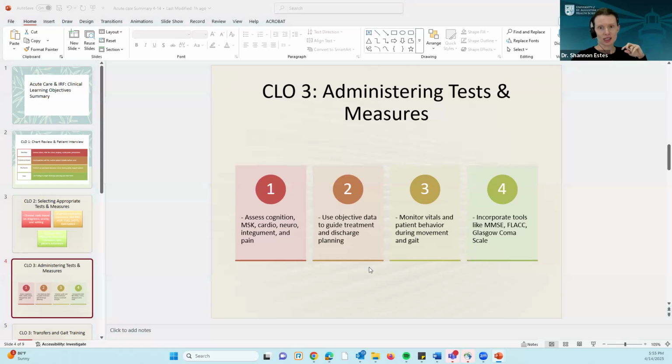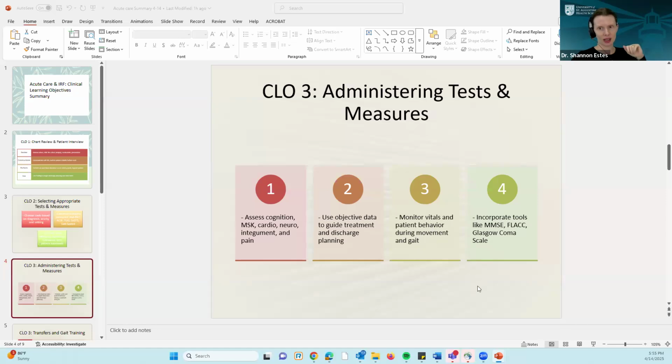You're going to use your objective data to guide your treatment and your discharge planning. Remember, discharge is not up to you. It is a collaborative effort between the healthcare providers and the patient. The patient has a say in their discharge because they might not have a safe discharge, at which point we have to find them a safe discharge. Or maybe they're refusing to go somewhere that you're recommending and we can't force them there, right?